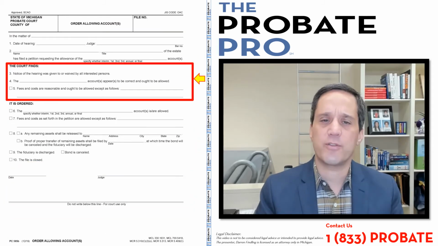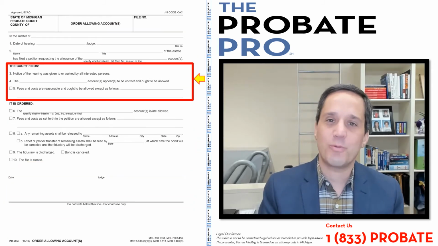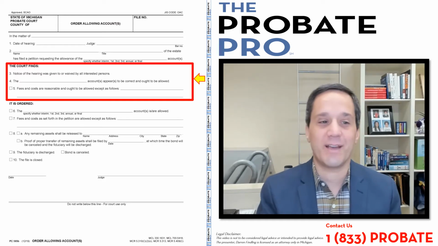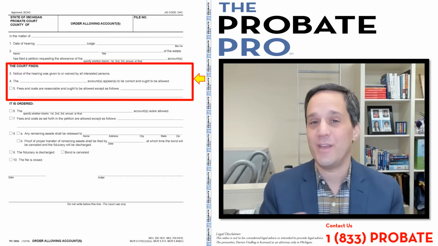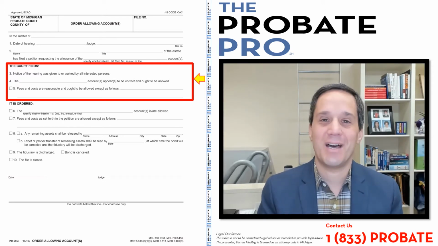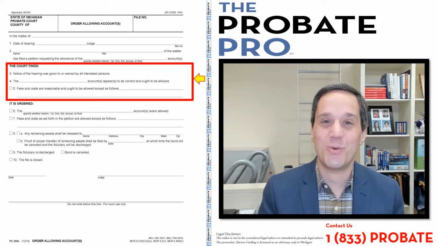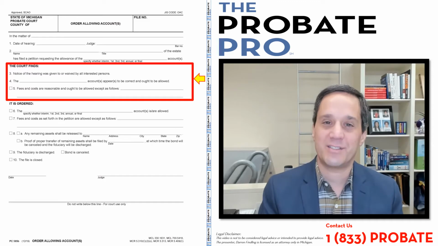As you move further down the document, this is simply what the court has ordered. Now, there's a risk of filling this out in advance of the hearing, because if you check certain things and say that the court has allowed the account and then the court has different findings, then you may have to do a little tweaking of the document. But these are the findings of the court as it relates to the hearing.